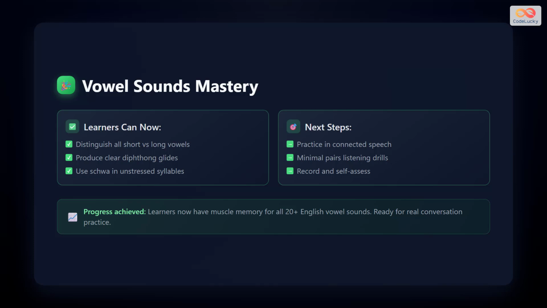Congratulations on completing this vowel sounds review. Your learners can now distinguish all short vowels from long vowels, produce clear gliding sounds in diphthongs, and use the schwa sound correctly in unstressed syllables. For the next steps, have them practice these vowel sounds in connected speech. Use minimal pairs listening drills to train the ear further. Have them record themselves and listen back to self-assess their pronunciation. With consistent practice, they now have the muscle memory for all 20+ English vowel sounds. They're ready to move forward to real conversation practice with confidence in their pronunciation skills.